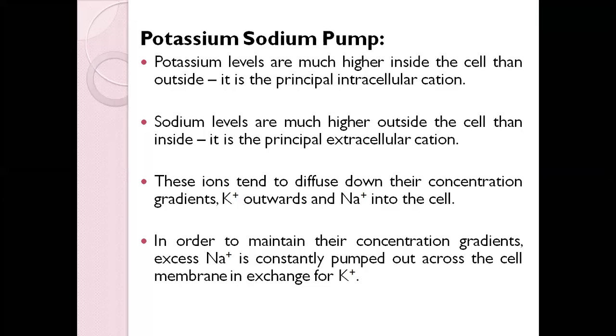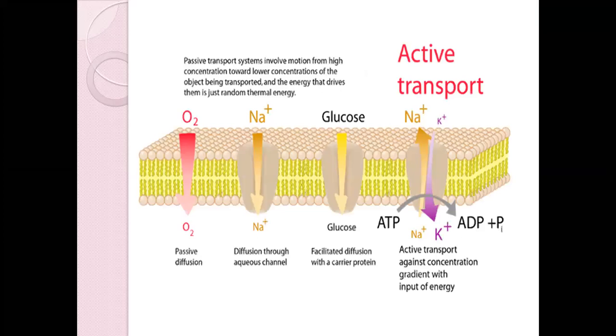In order to maintain the concentration gradients, the excess sodium is constantly pumped out across the cell membranes in exchange for potassium. Why has this happened? Because, like I've said, we always need to maintain homeostasis. So this is actually what happens.